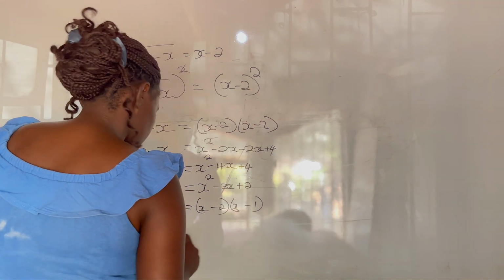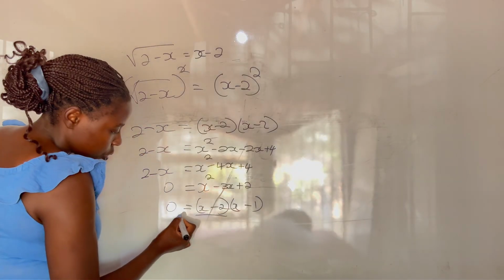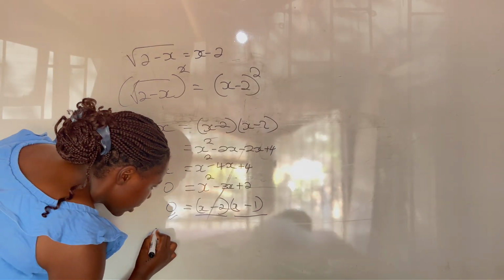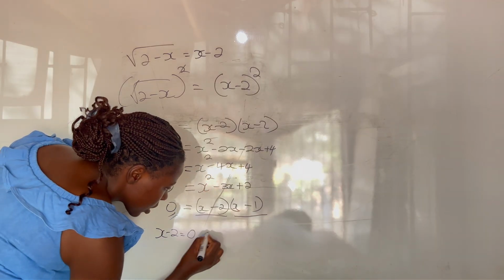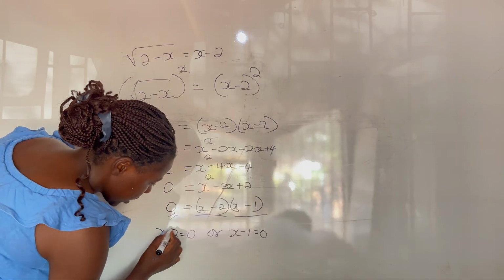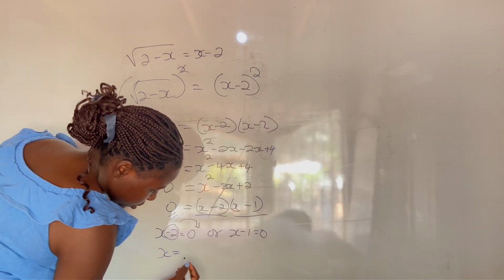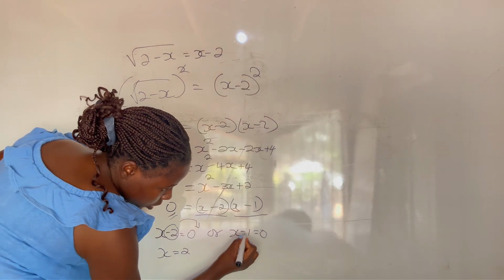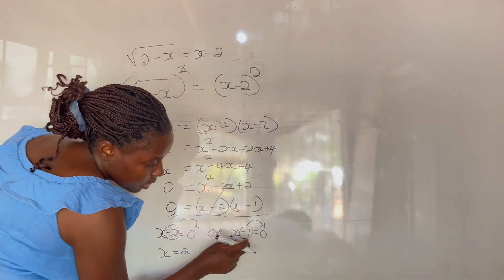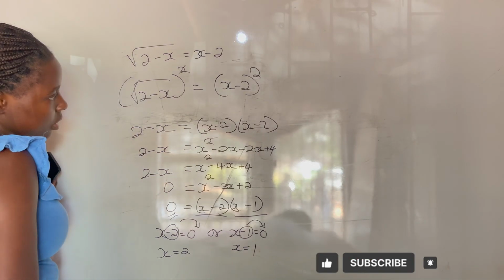So what we have to do from here is to equate this x minus 2 to 0 or x minus 1 to 0. So we will have x minus 2 is equal to 0 or x minus 1 is equal to 0. Then we take this negative 2 to the right hand side with a changed sign of positive. So we have x is equal to 2, or here we take this negative 1 to the right hand side. Remember, because here it's negative 1, it will be positive 1. So x is equal to positive 1. Then you are done.